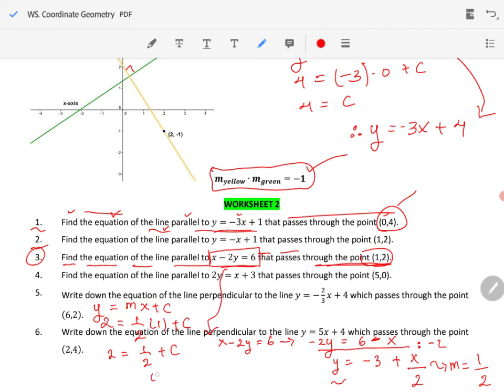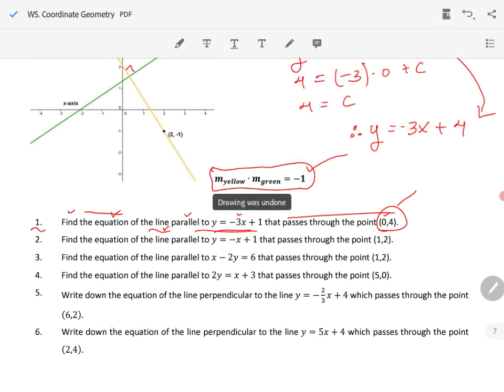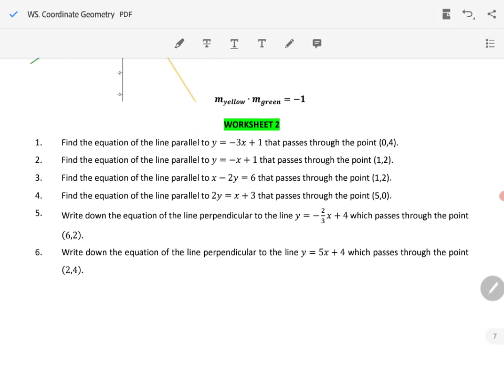So what is c, mister? c is 1.5. So what is the equation, mister? The equation is y equals mx plus c. m is 1/2, x, and c is 1 1/2, which is the same as 3/2. Yes, that's number 3. After you look at number 3, I believe you can solve number 4. Okay, I will clear the screen. Okay, number 5.